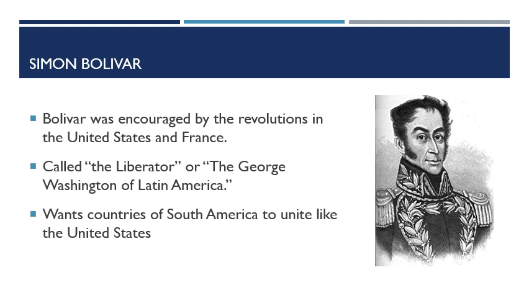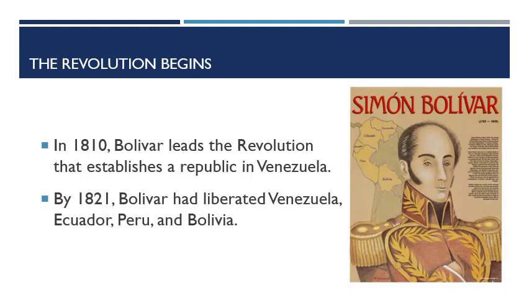Simon Bolivar was encouraged by the revolutions in the United States and in France, and his dream was to create a united South America much like the United States. In the end, his dream was not realized. However, by 1821, he had liberated Venezuela, Ecuador, Peru, and Bolivia.